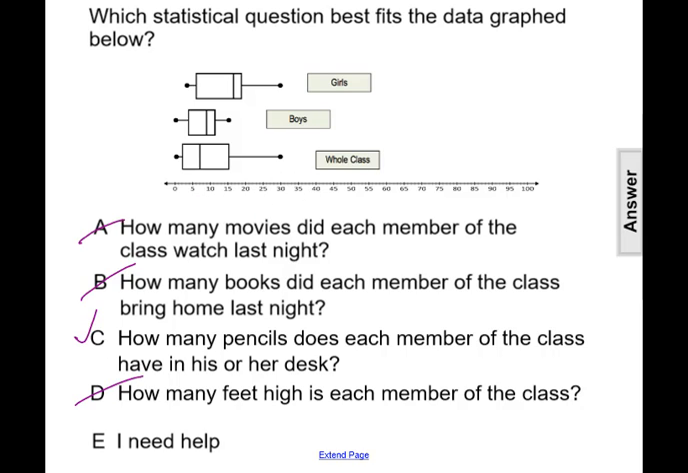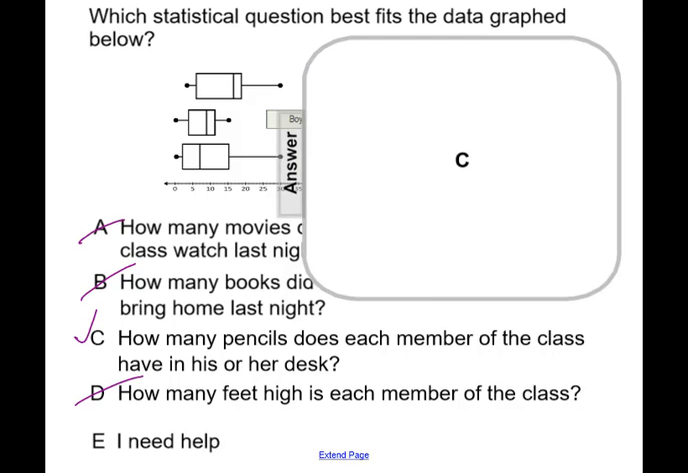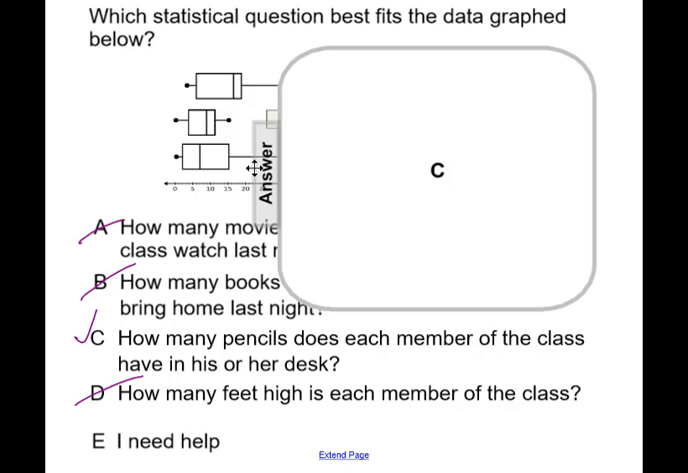The only question that makes sense and best fits the data graph below is C. How many pencils does each member of the class have in his or her desk, because you have such high data points?